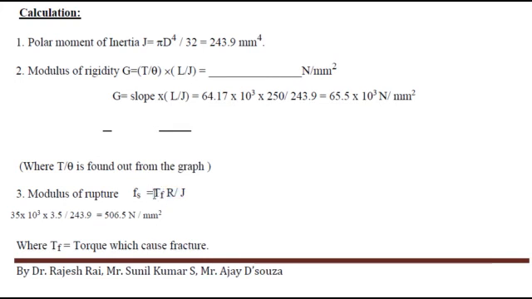T is what? The torque at rupture. Torque at rupture means the final value at breakage. Rupture means breakage. At the breaking point, what is the torque? That and the original radius of the specimen, divided by J, the polar moment of inertia, which we have found here. That will give the measure of modulus of rupture.